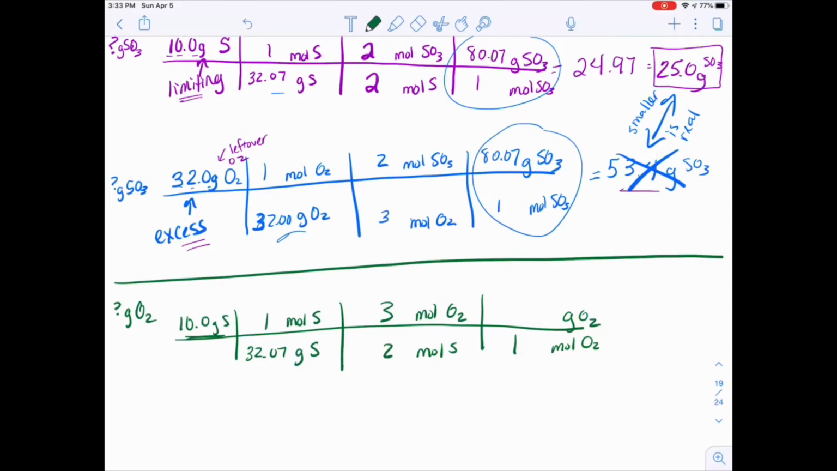And then in 1 mole of oxygen, I've got 32.00 grams. I've got 3 sig figs, so that gives me 15.0 grams of oxygen. And I always go ahead and write this word in so I've not lost it.